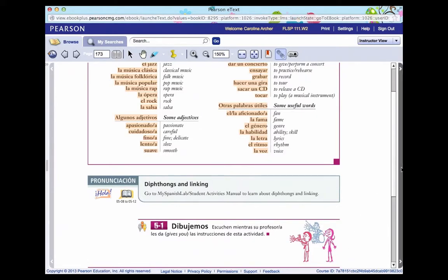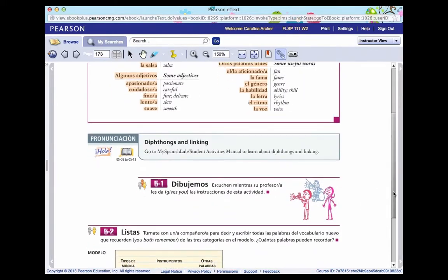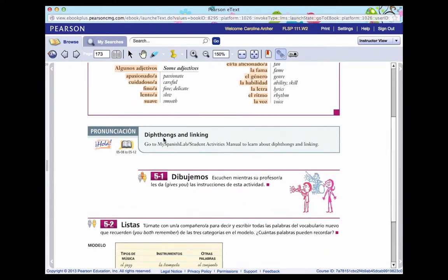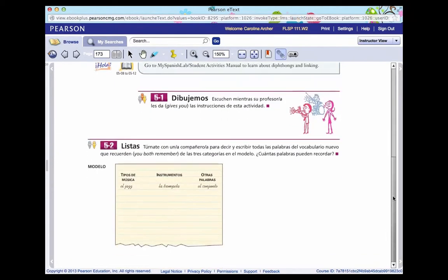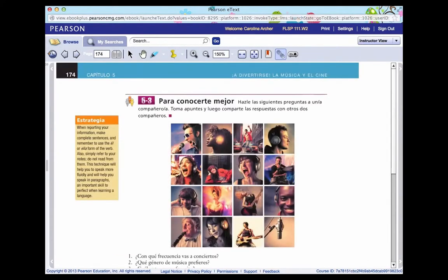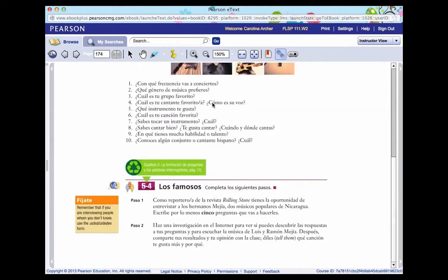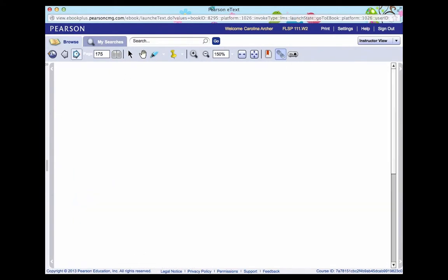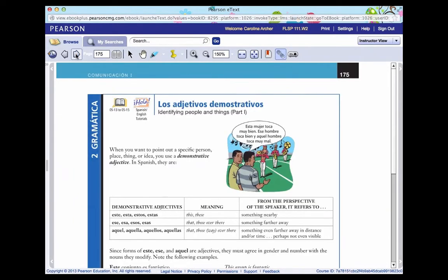Okay? Muy bien. You also have a note in my Spanish lab about diphthongs and linking. So you're going to do a little practice with that and some activities to practice with this vocabulary that we just have covered, to kind of get familiar and get acquainted. Conocer el vocabulario. See, that's when we use the verb conocer.